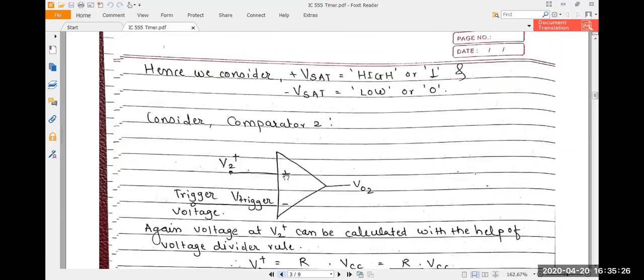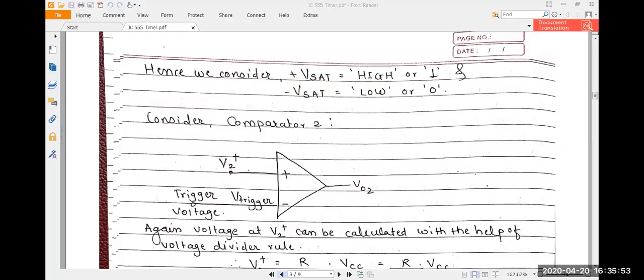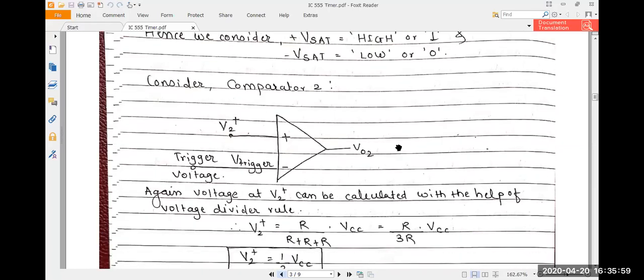Okay, now consider comparator 2. In that, now we need to calculate the voltage which is V2 plus. Now this is just the nomenclature that I have given. We are using comparator 2, that is why I have given it as V2. And as it is applied to the non-inverting terminal, it is V2 plus.